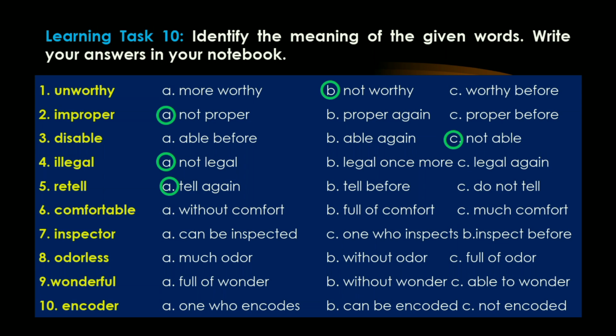And we also have comfortable. It means full of comfort. It's letter B. Inspector. Inspector means one who inspects. So it's letter B. And we have odorless. When we say odorless, it means without odor, since less means without. Number 9, wonderful. That is full of wonder, since full means full of. And the last, encoder, the one who encodes.